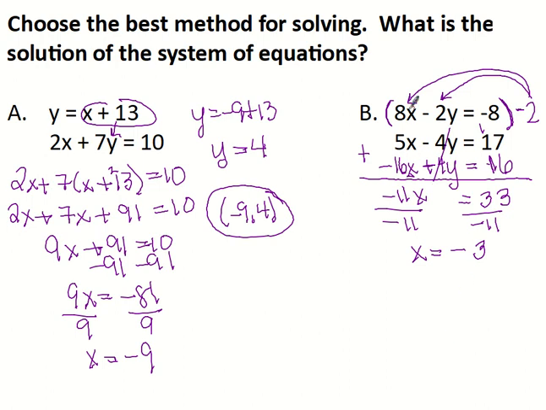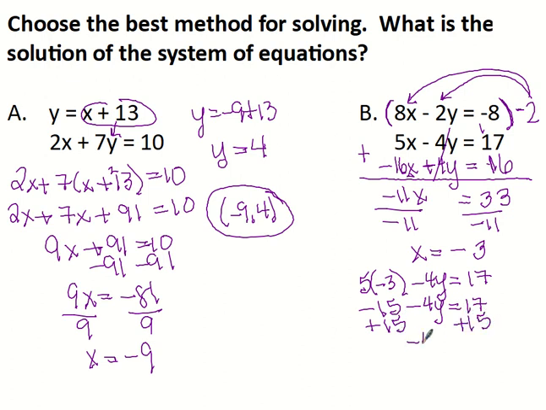So again, plugging into these equations is really up to you on which one you want to do. It does look like we're going to have to do some work for both of them because they've all got crazy coefficients. So I don't think it really matters which one you plugged it into. I'm going to plug it into the second one for funsies. So we're going to go 5 times negative 3 minus 4y equals 17. I'll get negative 15 minus 4y equals 17. We'll add 15 to both sides. I get negative 4y equals 32. And then I'm going to divide by negative 4.